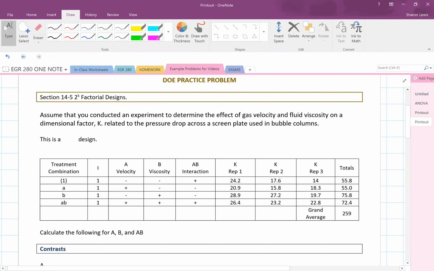We have two variables, velocity and viscosity, and we're going to vary them at two different levels, a lower level and a higher level. So what we have then is a two-factor, two-level design. So first of all is the levels, two levels and two factors. So this is a 2 to the 2 design. Normally, a 2 to the 2 without replications would be four runs, but we made 3 reps. So in fact, we actually have 12 data points.